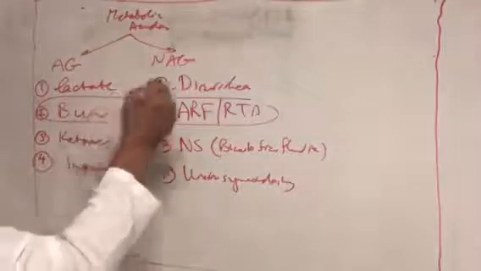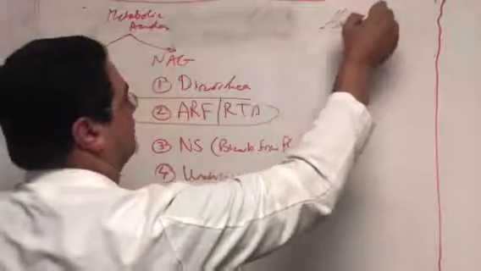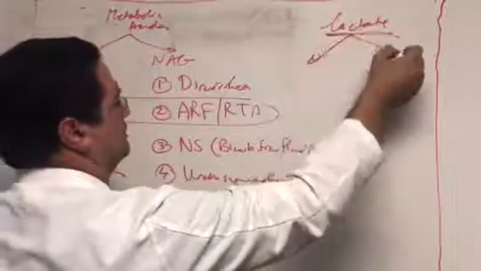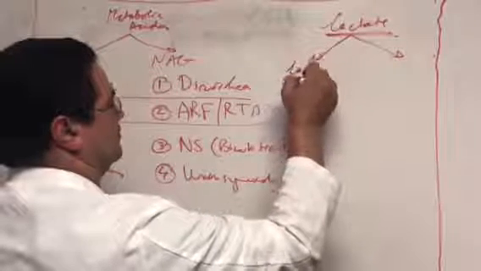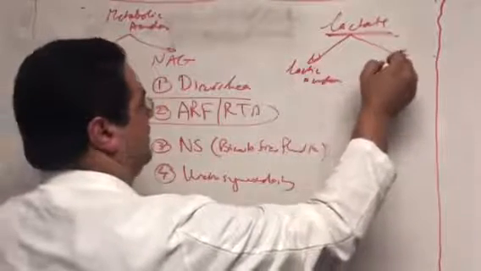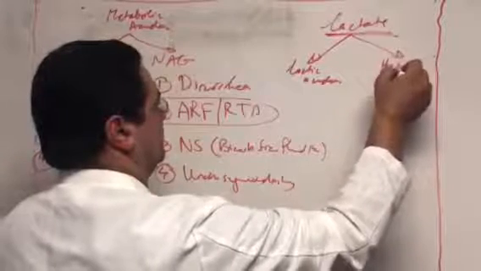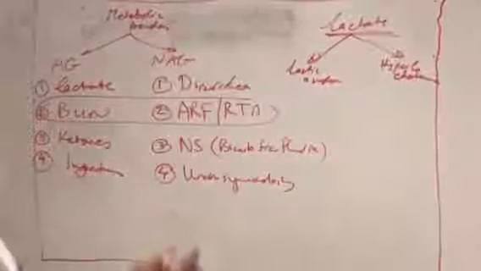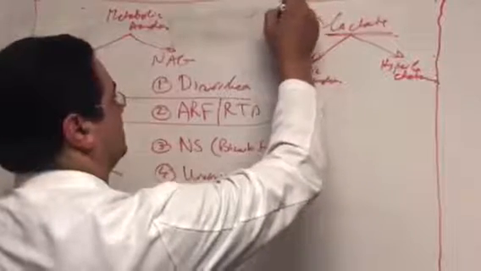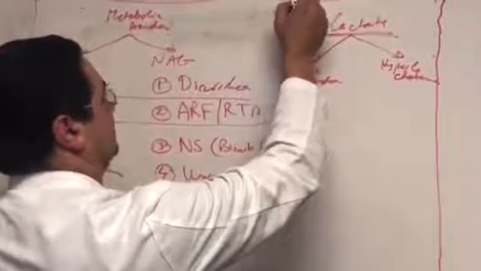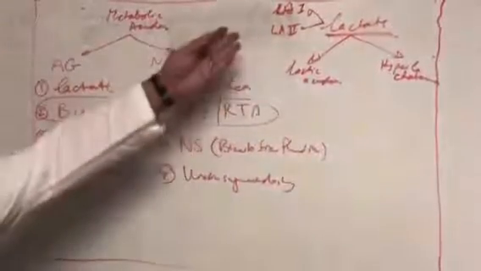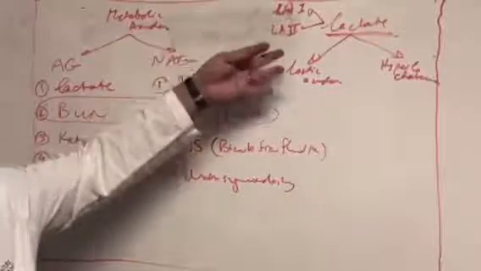So for lactate, the old classification was better than the new classification. The old classification is basically lactic acidosis and hyperlactatemia. Right, so either just high lactate or lactic acidosis, lactate combined with acidosis. The new classification is lactic acidosis type 1 and lactic acidosis type 2. I hate this because it implies that the other type also has acidosis, but it doesn't.